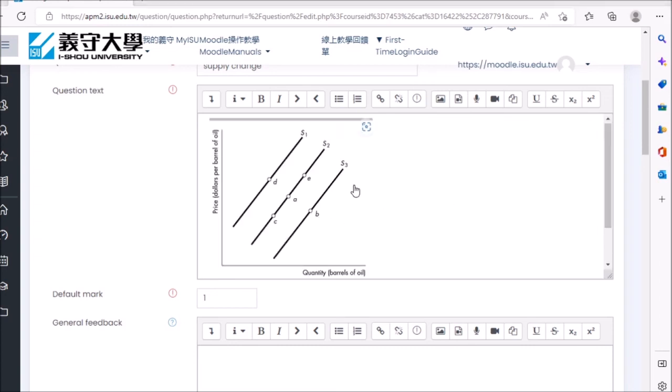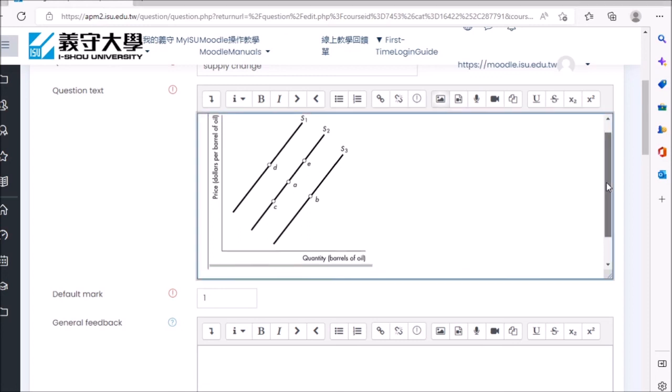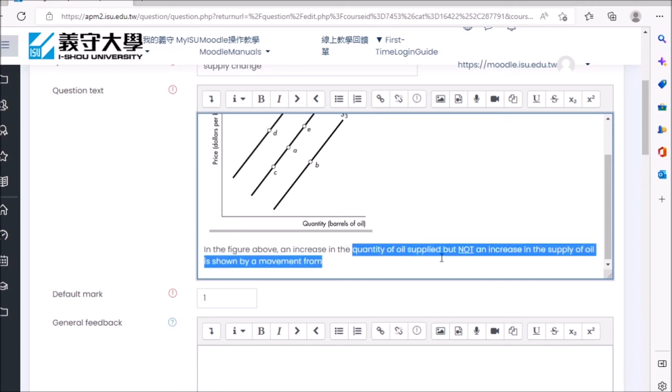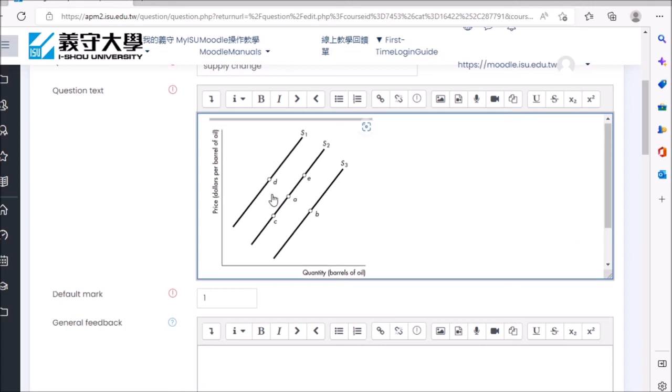And the last question, we're looking at supply of oil, and an increase in quantity of oil supplied, but not an increase in the supply curve itself, not an increase in supply, just a quantity supplied. So we must move along the same supply curve. Is shown by one of the movements. So if we want to move along the curve with an increase in quantity, we need to move rightwards along the same curve. Depending on your options for your answers, it could be either a move from C to A, or from A to E, or from C to E.